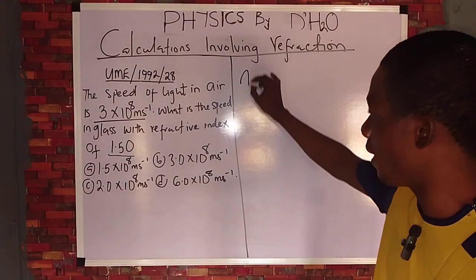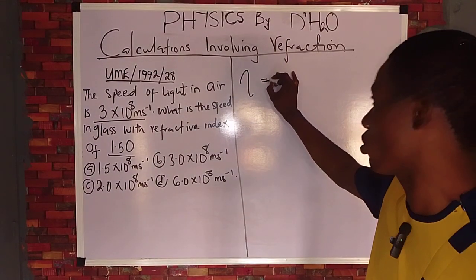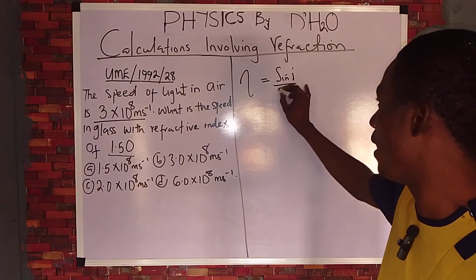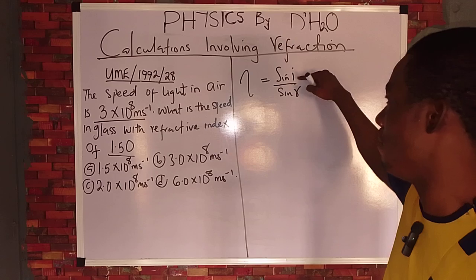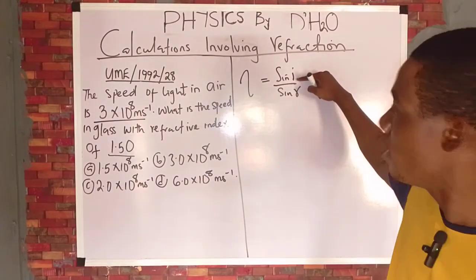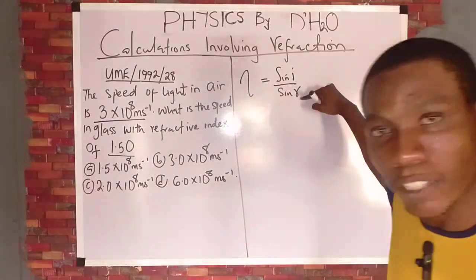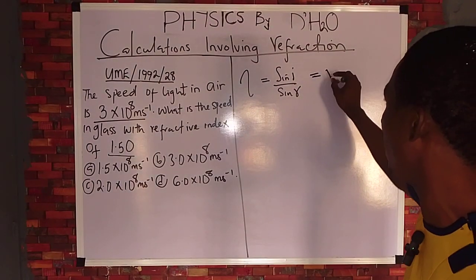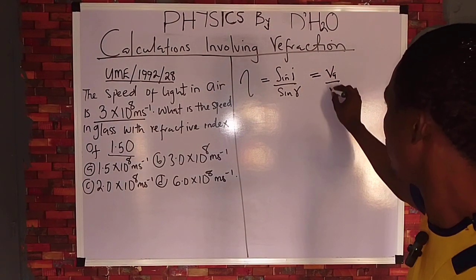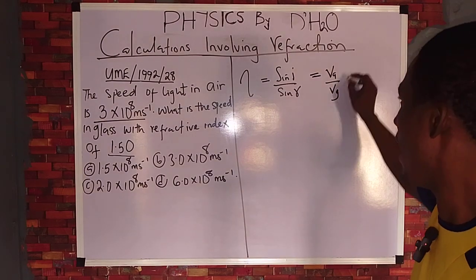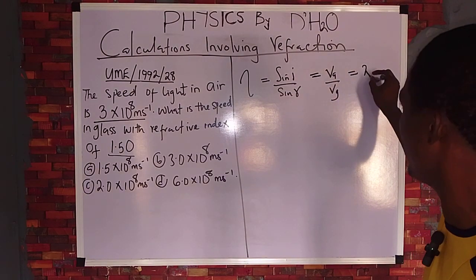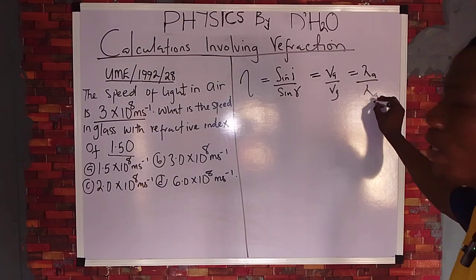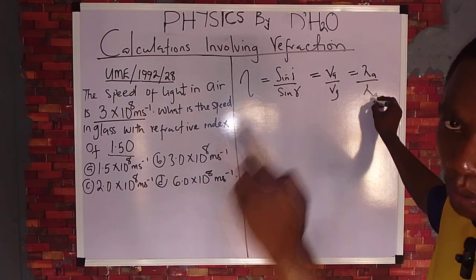I told you that the refractive index is equal to sine i over sine r. Remember, i is the angle of incidence, r is the angle of refraction, and this is the same as the speed of light in air over the speed of light in glass, and is also the same as the wavelength of light in air over the wavelength of light in glass. Please, this is when light moves from air to glass.